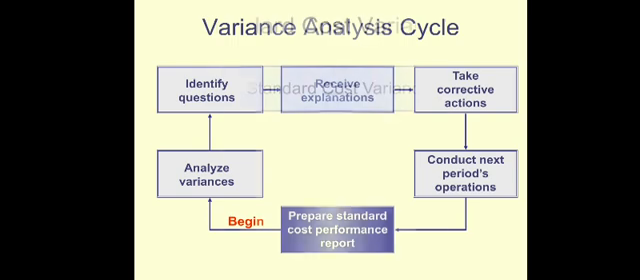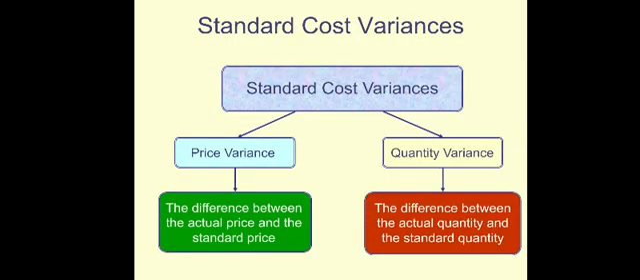The variance analysis is done on all the three costs of production. You do variance analysis on the direct material cost, direct labor cost, and also the manufacturing overhead cost. For every cost of production, you will do the variance analysis on two aspects. First, price variance or dollar variance, and the second is the quantity variance.